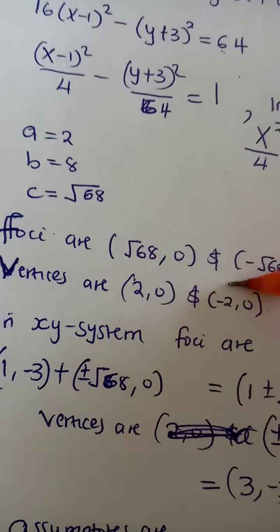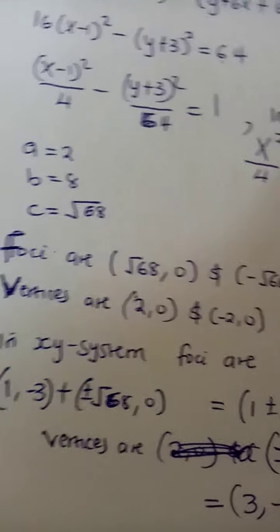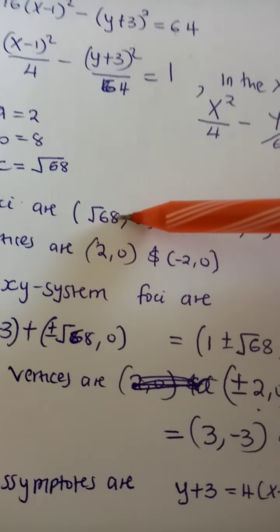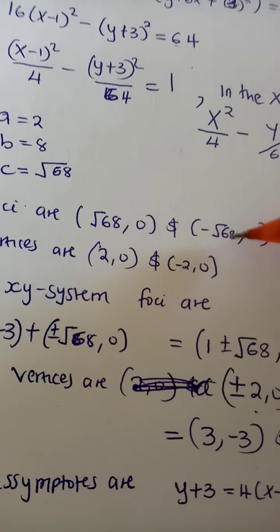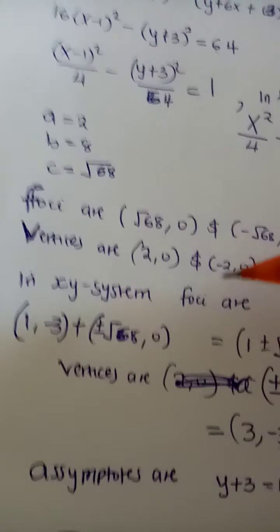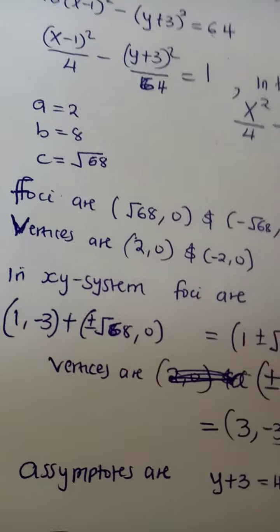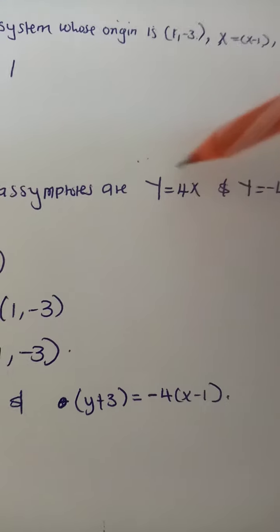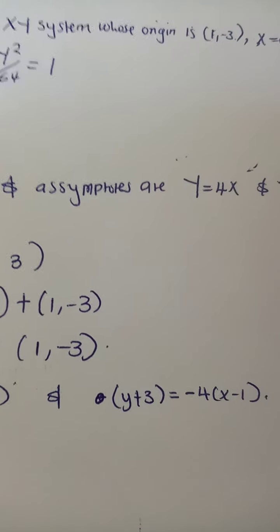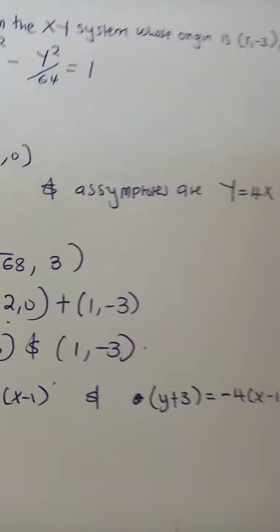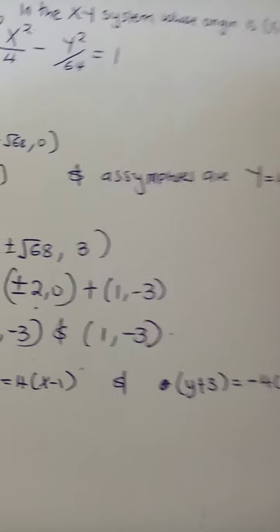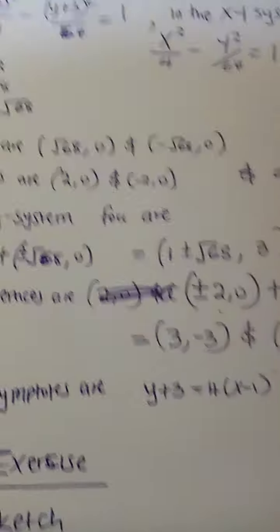So the foci of this equation will be root 68, 0, and minus root 68, 0. The vertices are 2, 0, and minus 2, 0, and the asymptotes are the lines Y equals 4X and Y equals minus 4X. But the equation was in terms of capital X, Y system. We need to translate this back into the small x, y system.